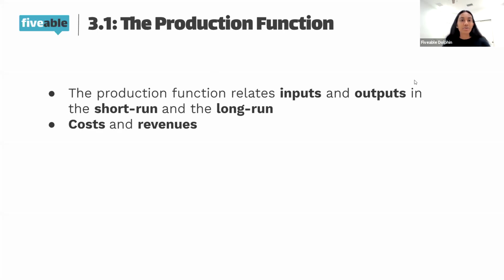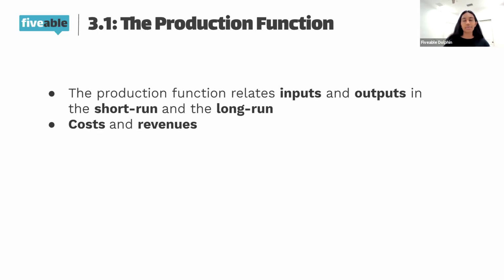Okay, so the production function basically relates inputs and outputs in the short run and the long run. So there are 4 bolded terms in that bullet point. Inputs are any kind of resources that you use to produce a certain good or service, and that also includes employees or workers. And outputs are the actual product, the good or service that you get out of a firm. And then the short run basically means a period of time where at least one resource is fixed.